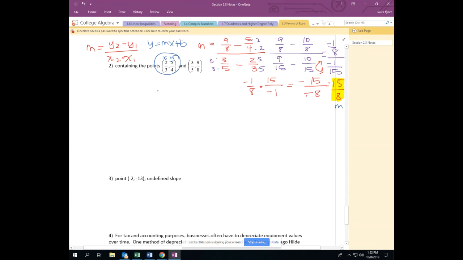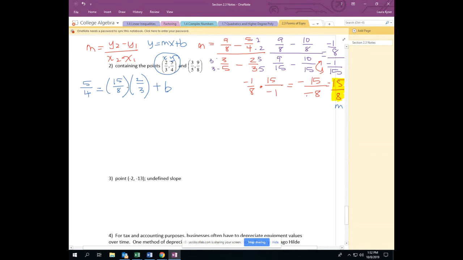Replace the Y. So the Y is supposed to be 5/4 equals. Replace the M. It's 15 over 8 times X. Replace that too. That's 2/3. And then it's supposed to be plus B after that. And now we need to simplify and solve for B.